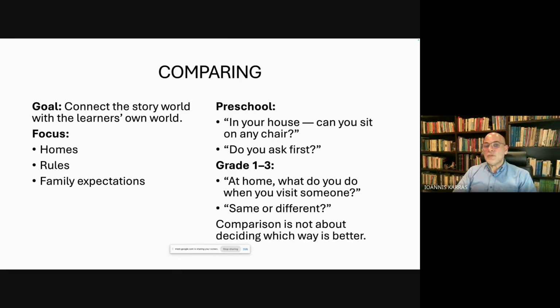In your house, can you sit on any chair, or do you have a specific chair that you sit on and another chair that maybe your sibling sits on, or your parents, etc.? Do you ask first before you can get something, or can you just go ahead and do it or get it? And for older students, we have other questions, again looking at similarities and differences. At home, what do you do when you visit someone, or when someone visits you?